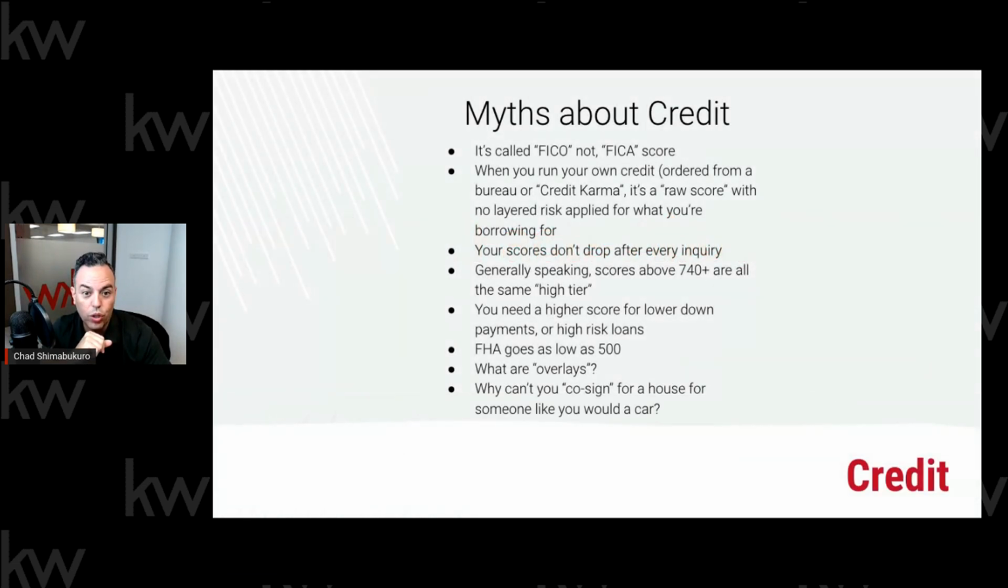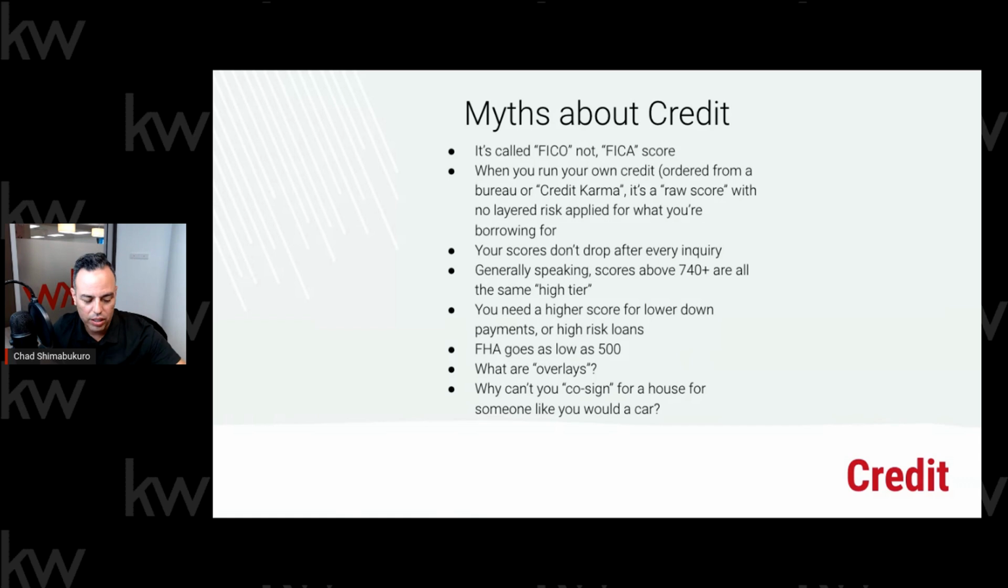There are so many of them. Here's one that I find unbelievably irritating for some reason: people will go, my FICO score is super high. Let me just tell you, ladies and gentlemen, it is not a FICO score. Stop calling it FICO score. It is FICO, or credit score.